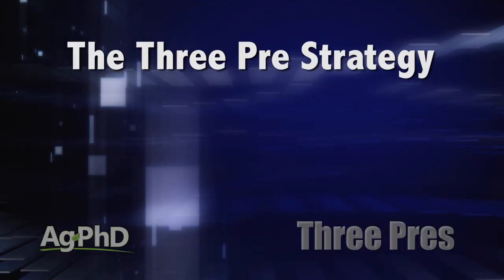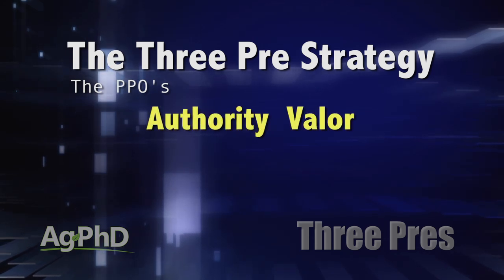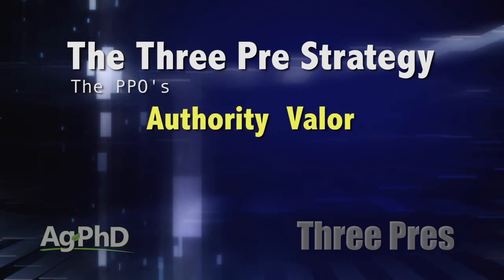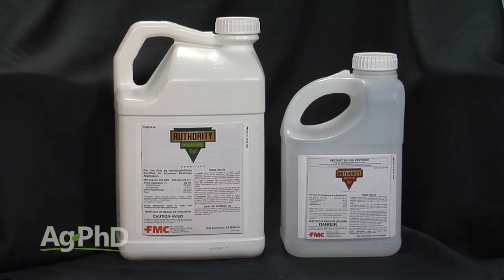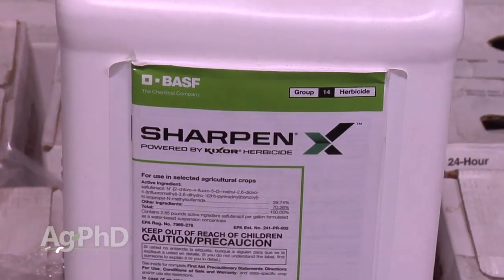And the first one I want to talk about is just wildly popular. It's the PPOs. It's products like Authority and Valor. It seems like in soybeans, if I talk to just about any farmer, in any part of the country, and they're going to use a pre for soybeans, I say, what are you going to use? They'll typically say one of the Authority products or one of the Valor products. There is another product in that chemical family, Sharpen.